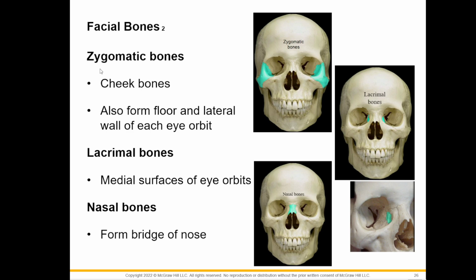We also have the zygomatic bone, also called the cheekbones. So, we have one on the left, one on the right, as you can see here. They form the floor or the lateral part of the eye orbit. So, kita natin kanina, the maxilla forms the medial part of the eye orbit. The lateral part naman, zygomatic bone.